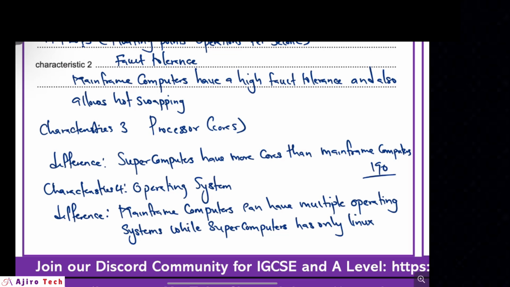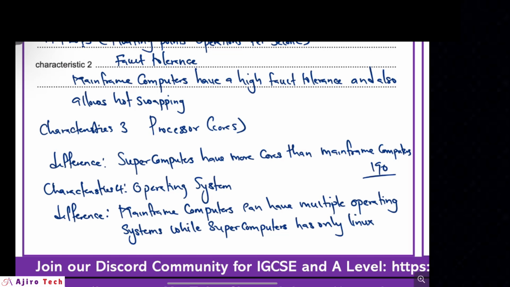Now, it's important to know that when it comes to mainframe computers, they are designed to process millions of transactions. They are used by banks and airlines. But supercomputers perform extremely complex calculations. And they are used for what? Weather forecasting and scientific research. So know the difference.